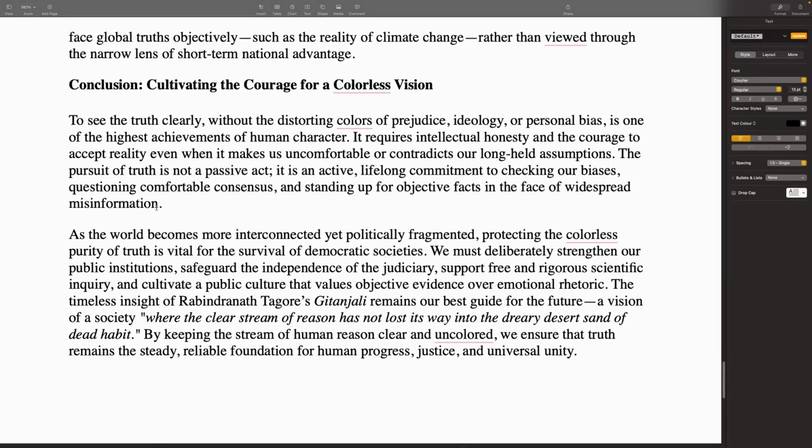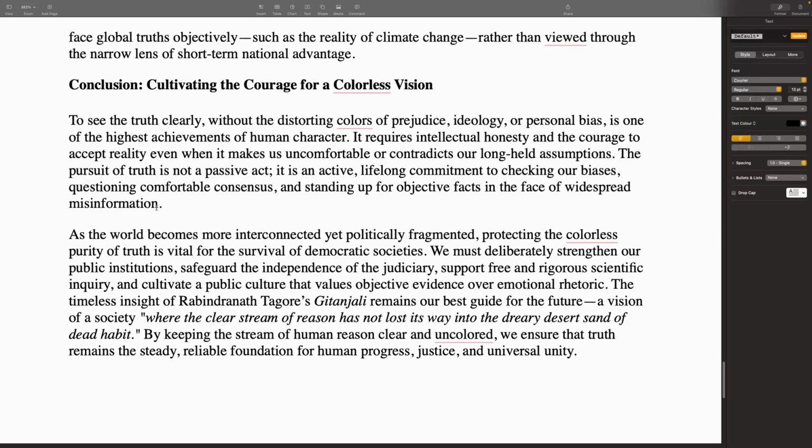To see the truth clearly without the distorting colors of prejudice, ideology, or personal bias is one of the highest achievements of human character. It requires intellectual honesty and the courage to accept reality even when it makes us uncomfortable or contradicts our long-held assumptions.